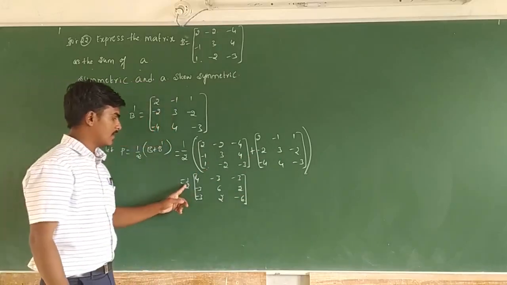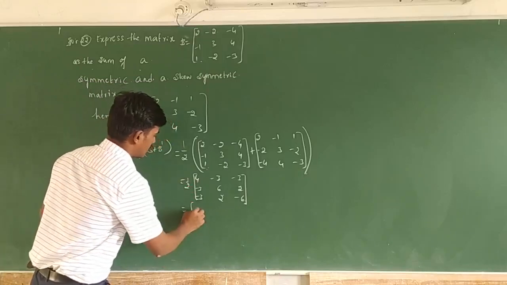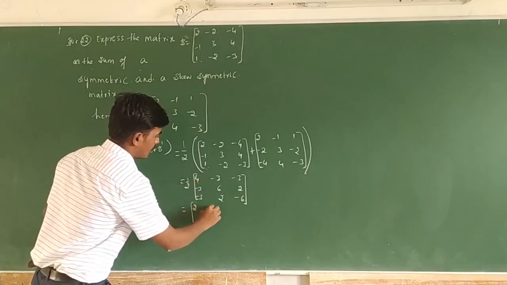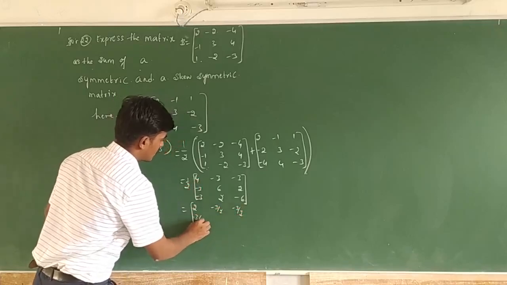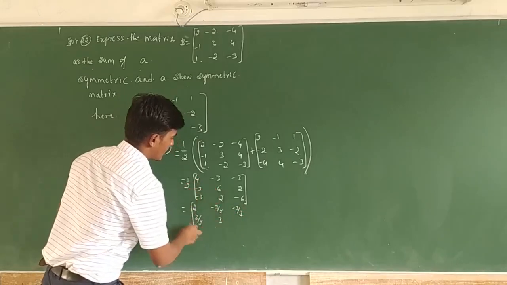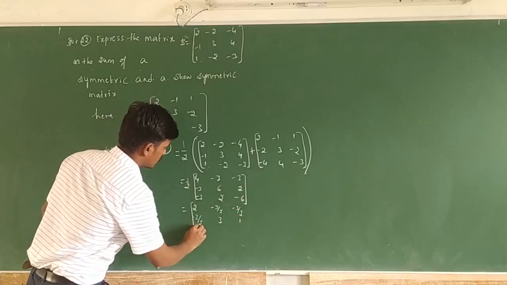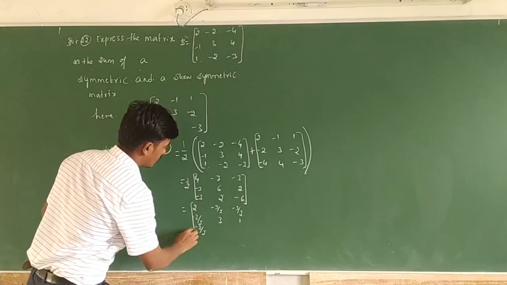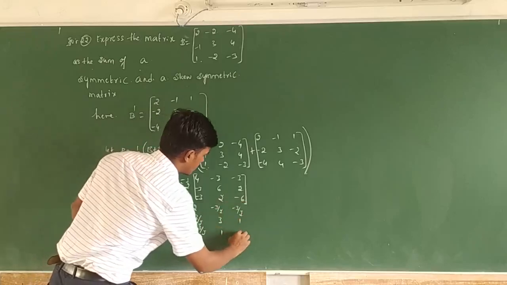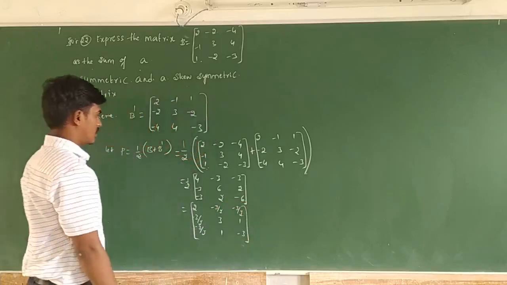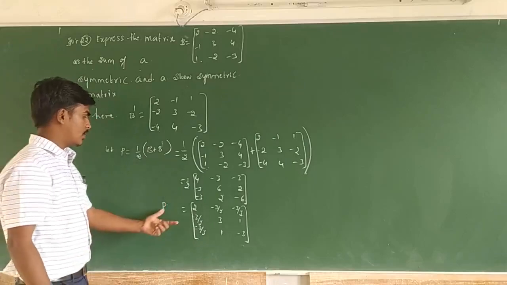Here is the scalar multiplication of the matrix by 1 by 2; you multiply each element. So what we get? 4 by 2 is 2, minus 3 by 2, minus 3 by 2. Then 6 by 2 is 3, 2 by 2 is 1. Here again minus 3 by 2, minus 3 by 2. Again 2 by 2 is 1, minus 6 by 2 is minus 3. This is P.